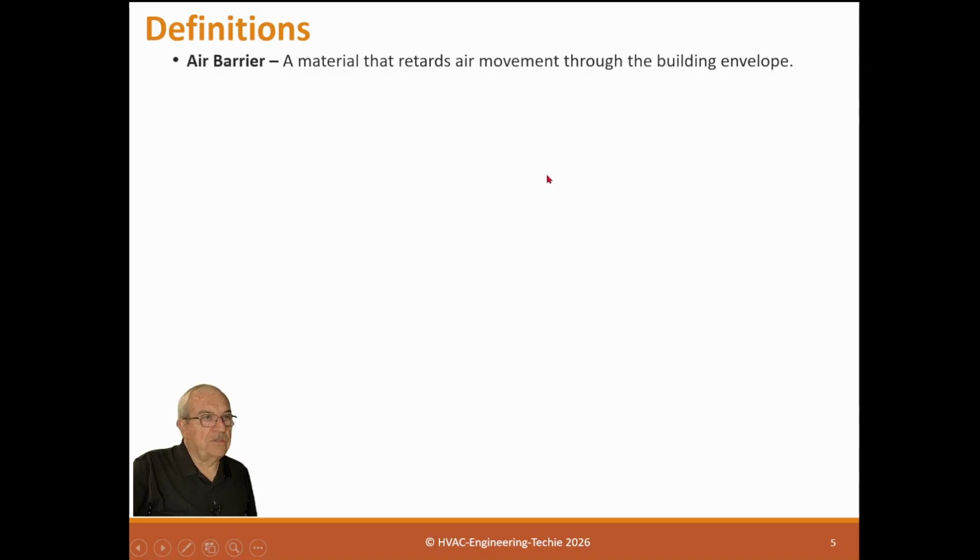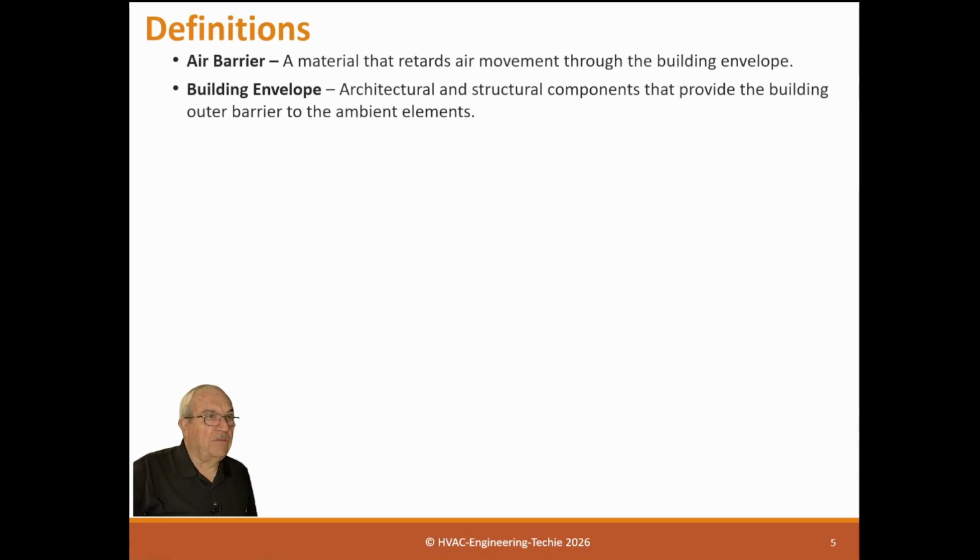So definitions. Air barrier, that's a material that retards air movement to the building envelope. Building envelope, that's the architectural and structural components that provide the building's outer barrier to the ambient elements. Now, one thing we'll bring up here is that when we commission a building, we do not commission the structural ever, unless you're a certified structural engineer with a PE stamp, then you can do that. But otherwise, do not. And the reason is because structural carries a lot of liability.